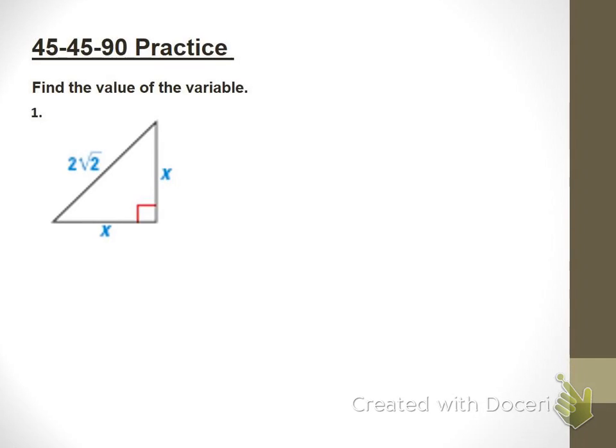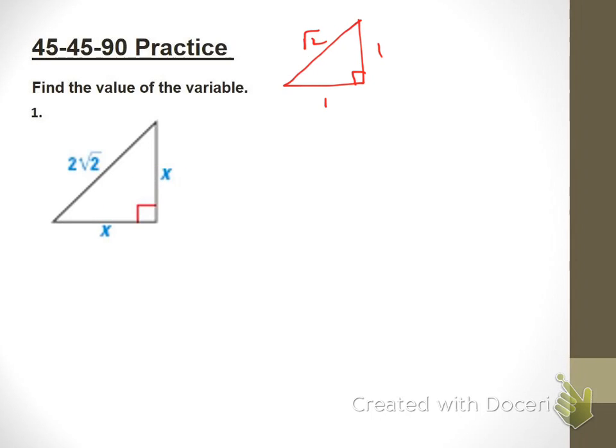All right, so let's get practicing with these special right triangles, right? So I know this says 45, 45, 90 practice, but we would know that this is a 45, 45, 90 triangle also because these legs are the same. They're both going to be x. So remember your parent 45, 45, 90 where the legs were 1 and the hypotenuse is radical 2.